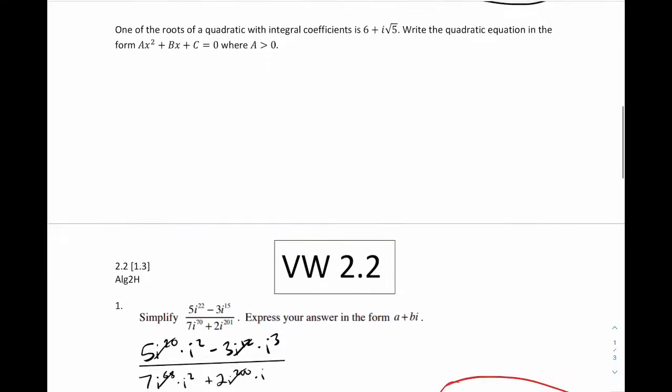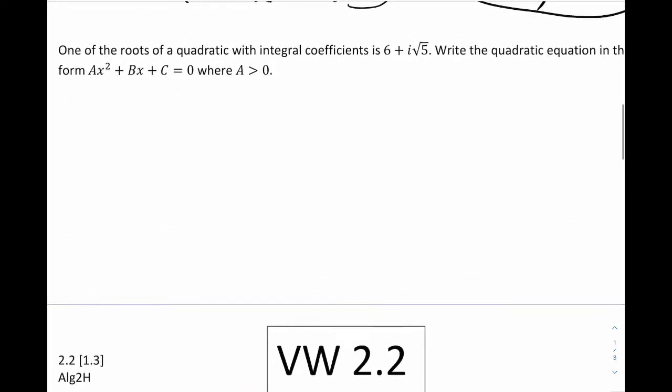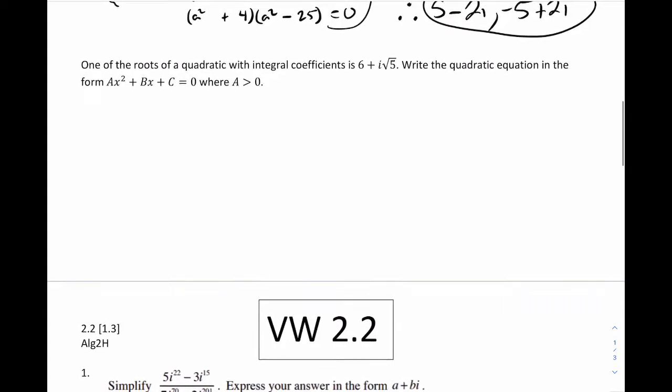Here's the last example. One of the roots of a quadratic with integral coefficients is 6 plus i root 5. Write the quadratic equation in the form ax squared plus bx plus c equals 0. So this is basically writing the equation from an answer. So the best technique we have is going to be reverse complete the square. And if it gives you 6 plus i root 5, if you want, you can rearrange that. Some books write it like this. If it looks better to you, just write 6 plus root 5i.